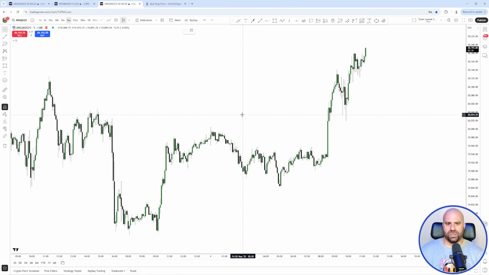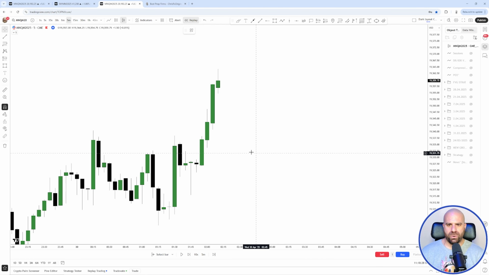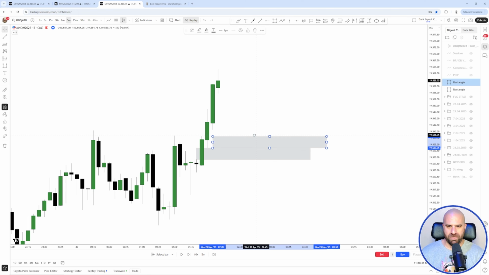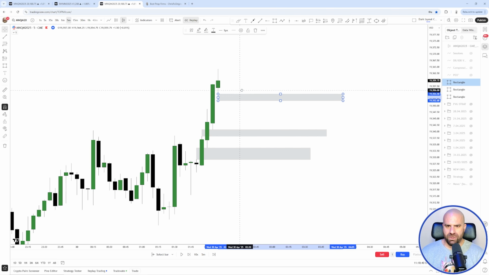Let's go ahead and show some previous examples. We are starting with this example right here, which is also going to answer all of your questions. We have some fair value gaps which have been created, one fair value gap being here, one fair value gap being here, and another fair value gap being here.